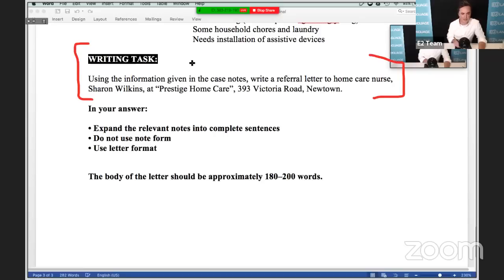What does it say? It says, using the information given in the case notes, write a referral letter. This is critical. It could be a discharge letter, could be a transfer letter, it could be something else you don't know. You need to be flexible. And you're writing to a home care nurse, so this is the person you're writing to.